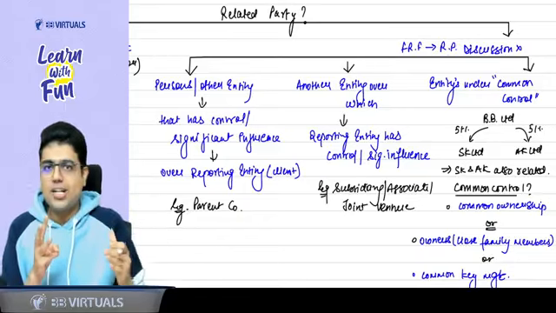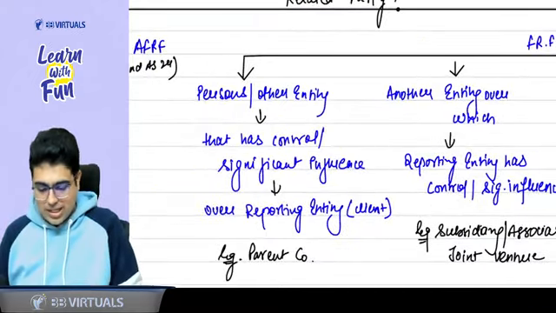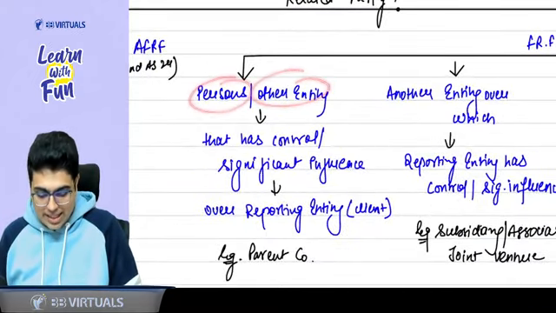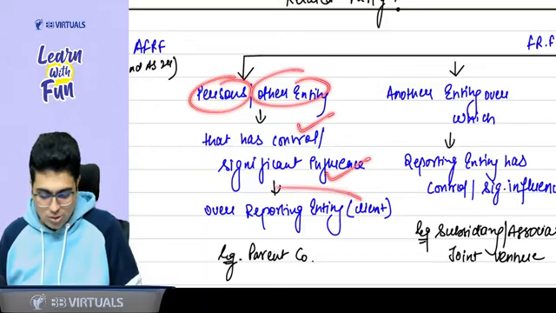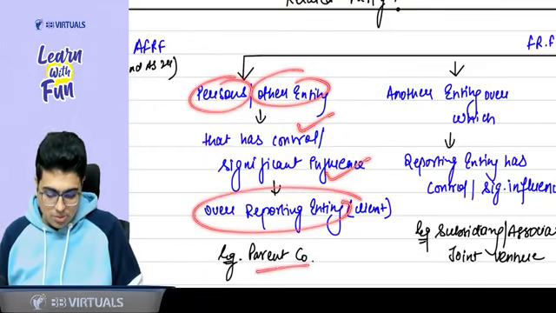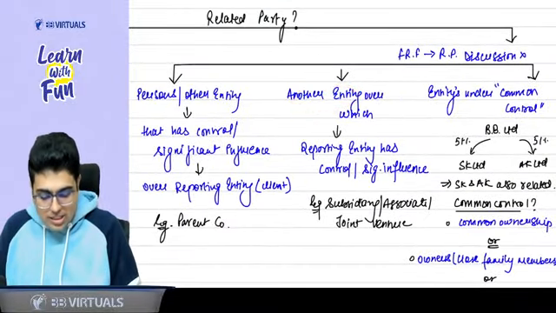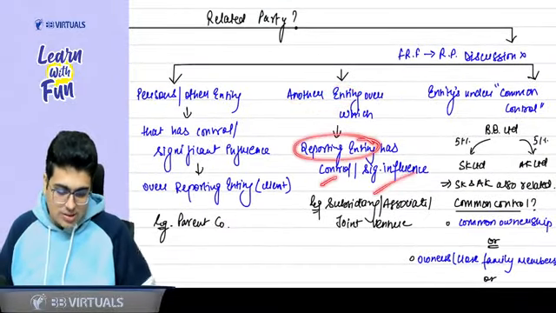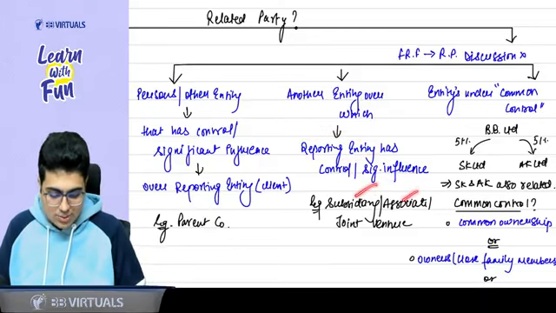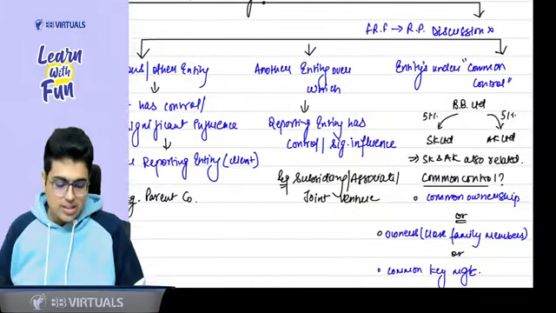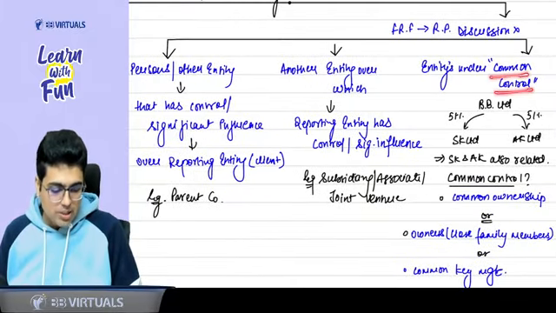So the first related party are the persons or other entity that has control or significant influence over the reporting entity or client, that is your parent company. Second is another entity over which the reporting entity has control or significant influence, like a subsidiary, associate or joint venture. And the third related party is under common control.